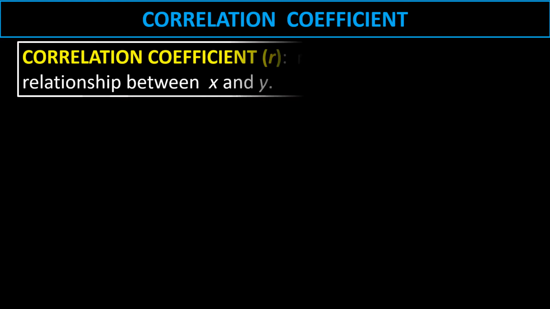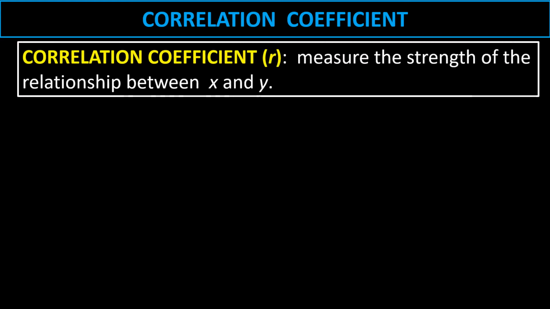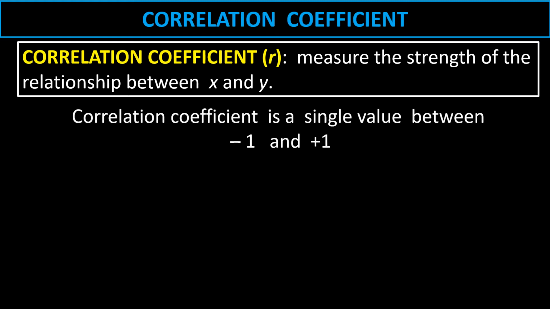Okay. Now we need a measure, and the measure of correlation is known as the correlation coefficient. The correlation coefficient measures the strength of the relationship, and we use the letter R. A correlation coefficient is a single value that lies between -1 and 1, with the -1 included and the positive 1 included. So it's not just between, it's from -1 to 1.